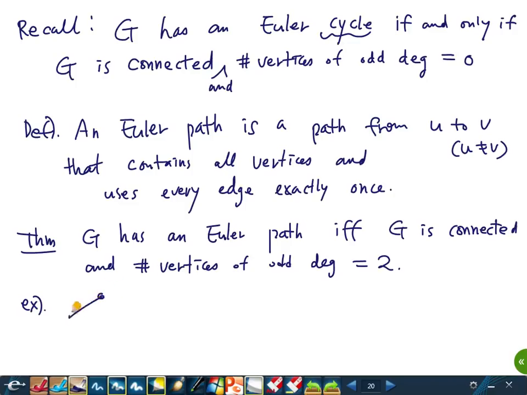Example. We have a graph with 5 vertices, A, B, C, D, E, like that. And the question is, is there an Euler path? All you need to do is to compute the degrees. What is the degree of A? 2. B, 1, 2, 3, 4. 1, 2, 3, 4. 1, 2, 3. 1, 2, 3. So there are 2 vertices of odd degree. Exactly 2. It's connected, with exactly 2 vertices of odd degree. There is an Euler path.